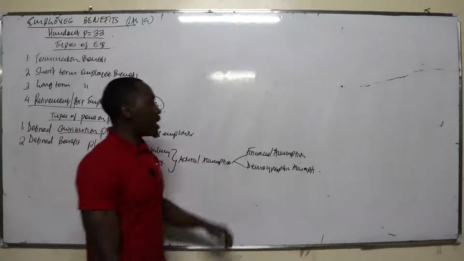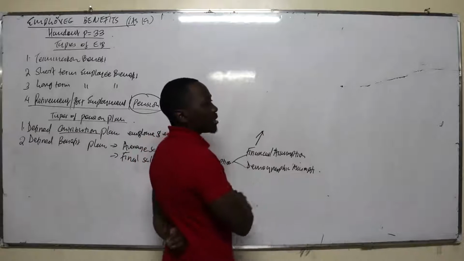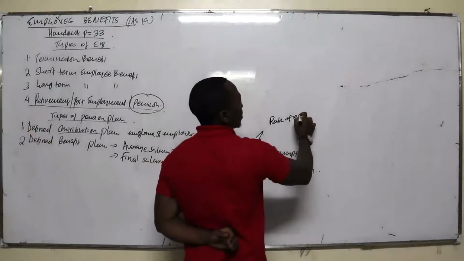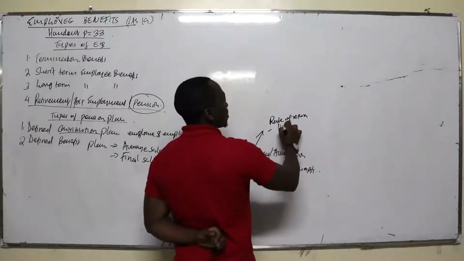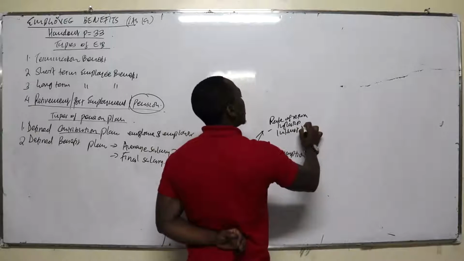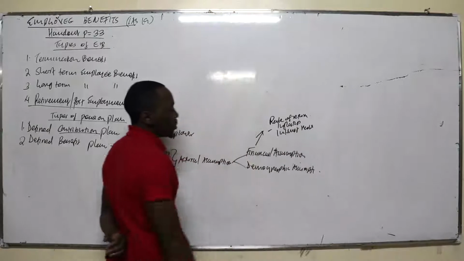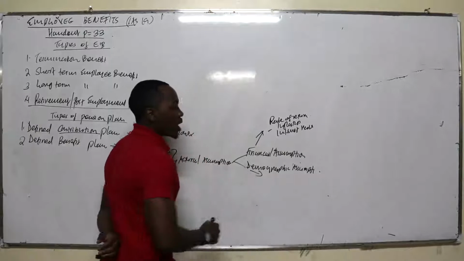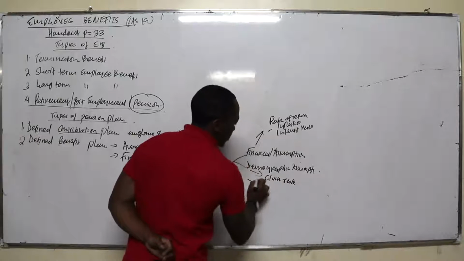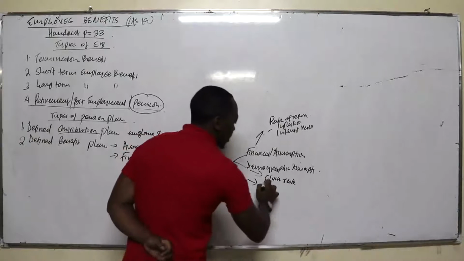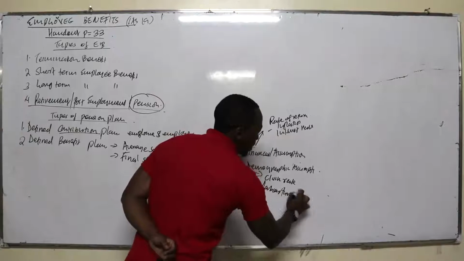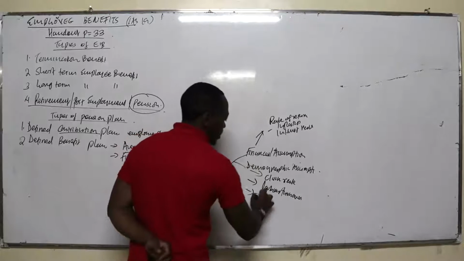When we talk about financial assumptions, we are looking at things like expected rate of return, inflation, interest rate, etc. When you talk about the demographic assumptions, we are looking at the claim rate under the medical plans, also rate of labor turnover, also mortality rate.